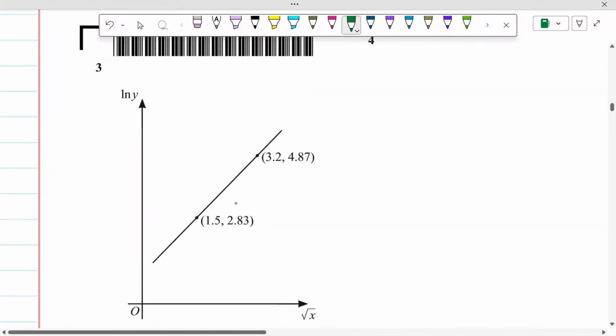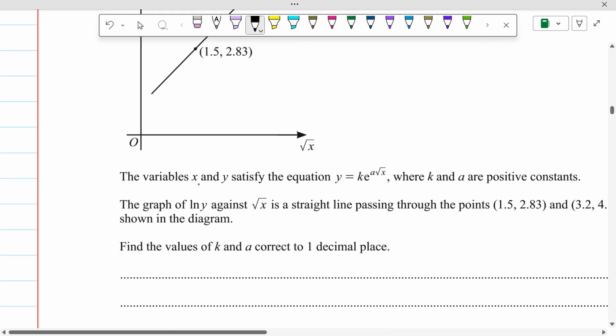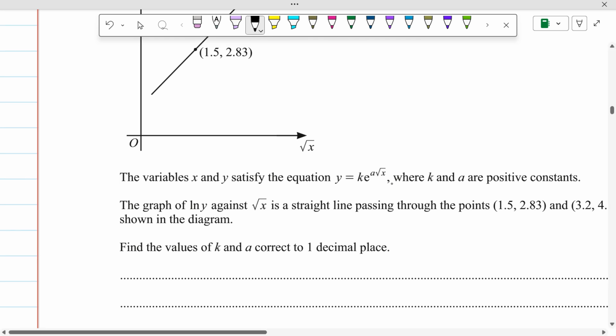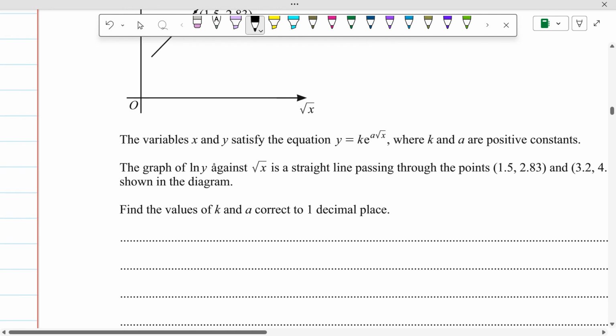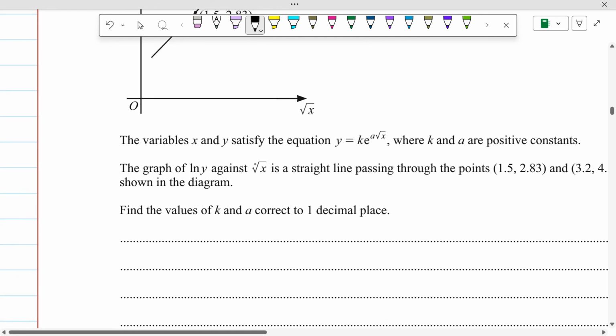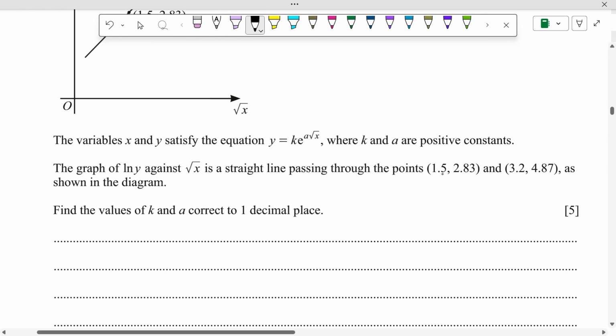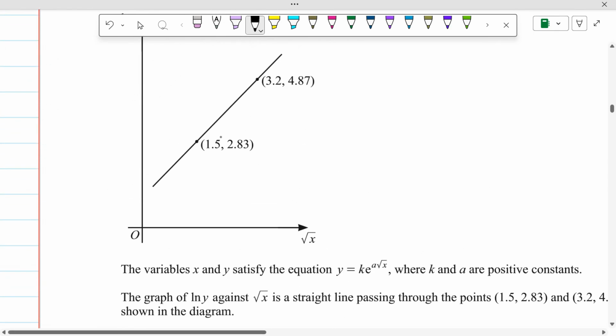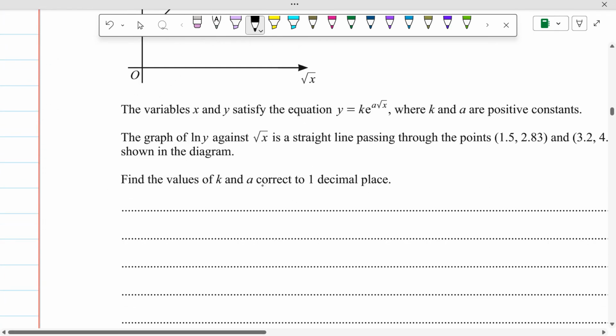Okay, let's move to question number 3. The variables x and y satisfy the equation y equals k exponential of a times root x, where k and a are positive constants. The graph of ln y against root x is a straight line that passes through the points (1.5, 2.83) and (3.2, 4.87), as shown in the diagram. Find the values of k and a correct to one decimal place.